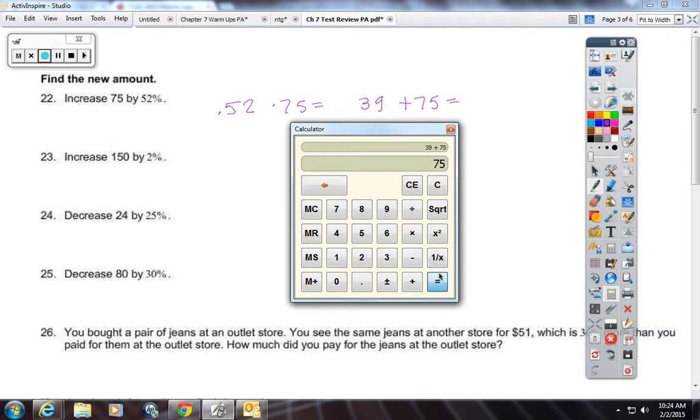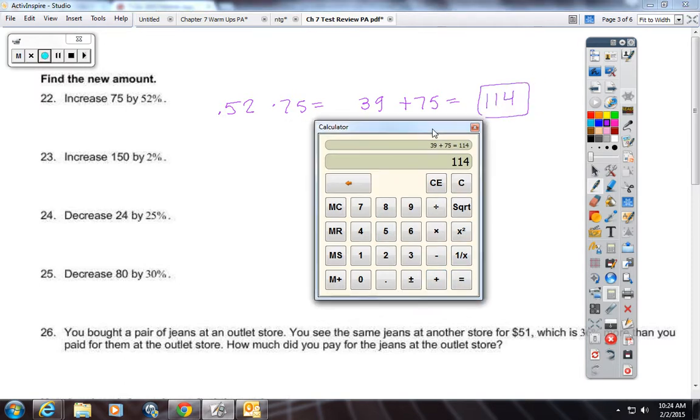I did the same thing in number 23. I'm going to make 2% a decimal, which is 0.02. I'm going to multiply times 150, and I get 3. So I am increasing 150 by 3. So I'm going to add 3 back to 150, which is 153.